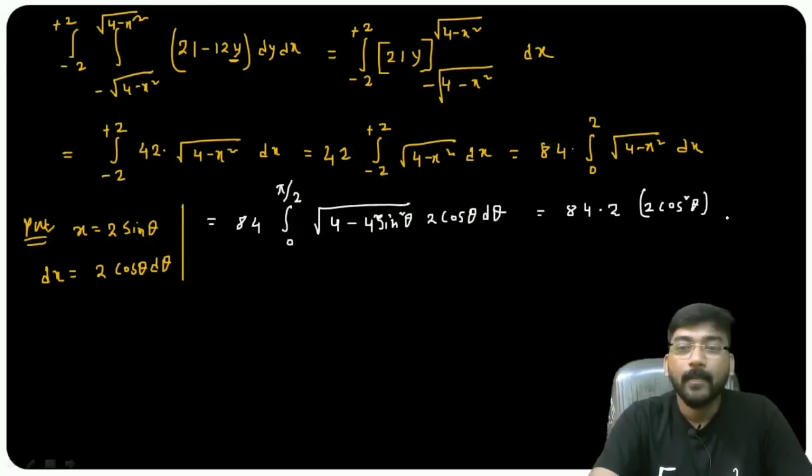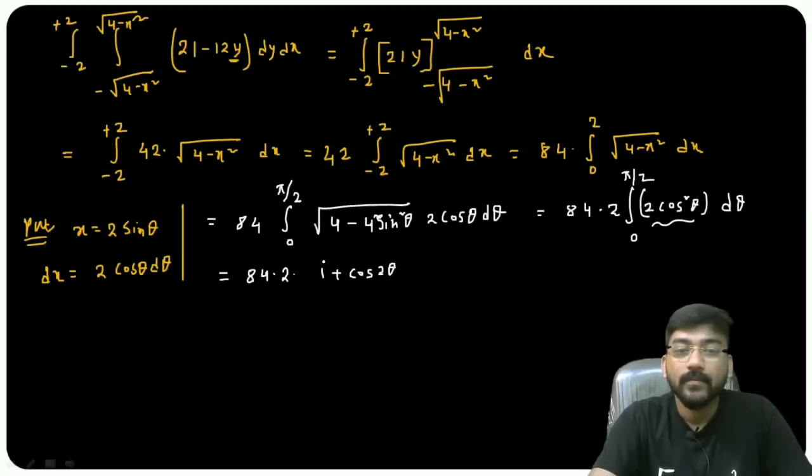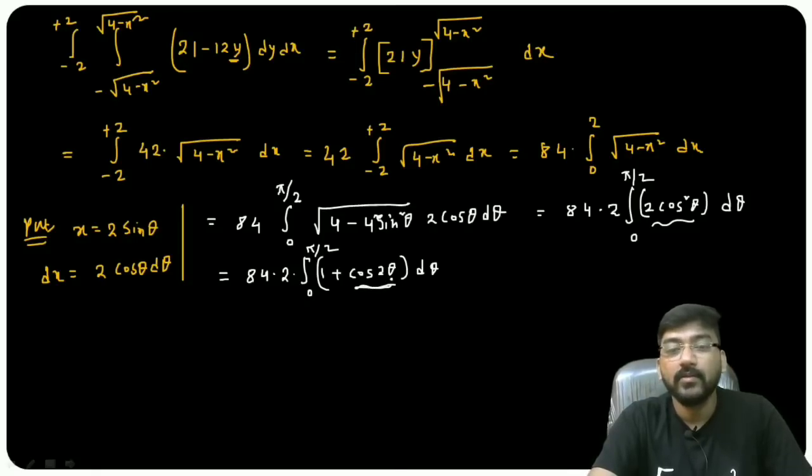Okay, and this is from 0 to pi by 2 d theta. So now if you do this integration, we can find this 2 cos square theta means 1 plus cos 2 theta. So it will be 84 into 2 into 1 plus cos 2 theta d theta, integration 0 to pi by 2. Okay, now this term will be 0, integration 0 to pi by 2 cos 2 theta d theta. You can easily find out this will be 0.